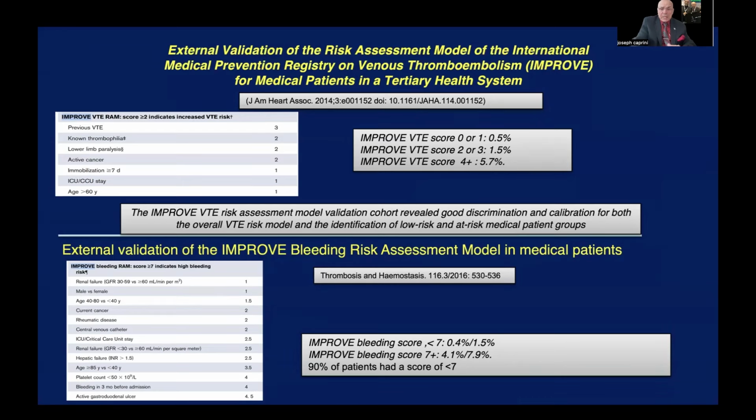And this score, again, shows an increase in venous thromboembolism, not necessarily linear, depending on the score. And it's been a very powerful model. The authors also came up with a bleeding score, which helps to define bleeding risk in the medical patient. This is mostly used in the medical patients.